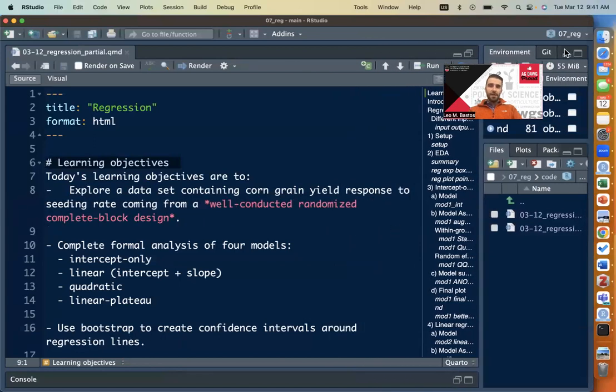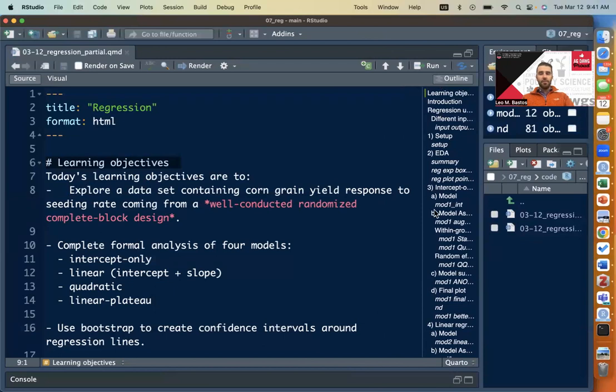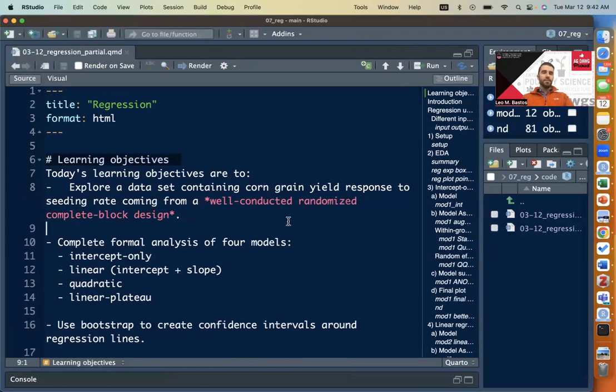Again, if you do want to have your outline open on the side to help you navigate this script, you can do that by toggling the outline on off button. This is going to be a somewhat long script, so that may come in handy for you.